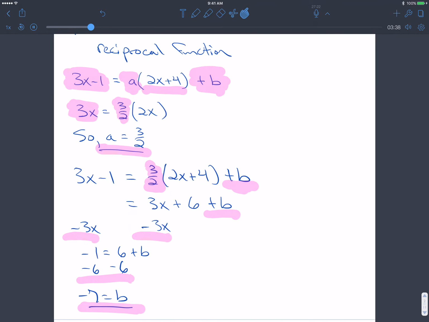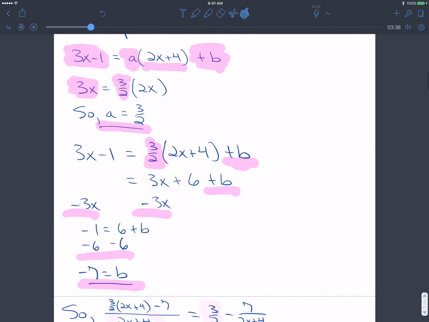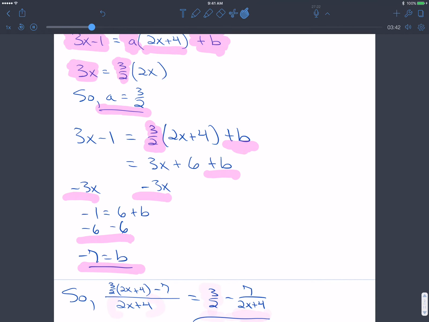So I can rewrite 3x minus 1 as 3/2 times 2x plus 4 minus 7. So then that tells me that I can take these parts, right, take the 2x plus 4 in the denominator, and I can split the numerator into 2 pieces because it's the numerator. Can't do that with the denominator. But then I have 3/2 times 2x plus 4 over 2x plus 4, which reduces to the 3/2 that we found, minus 7 over 2x plus 4.